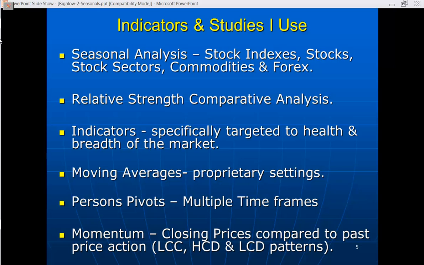Indicators and studies I use: seasonal analysis, stock indices, stock sectors, commodities, and Forex. I believe they all have a supply and demand function of the market, and due to that, there's an increase in demand certain times of the year for certain things. That's why everyone's familiar with the term sell in May and go away, but that didn't happen this year.